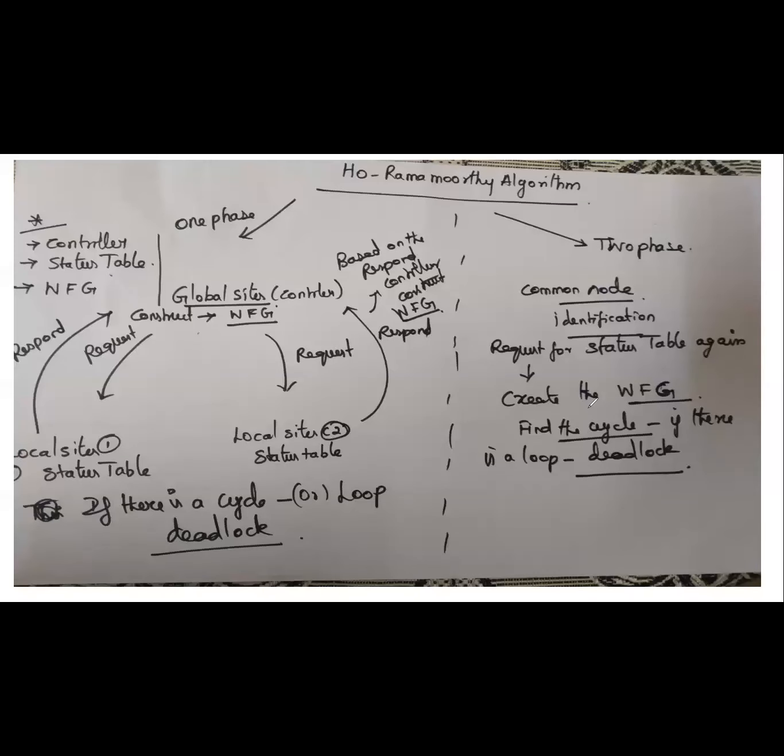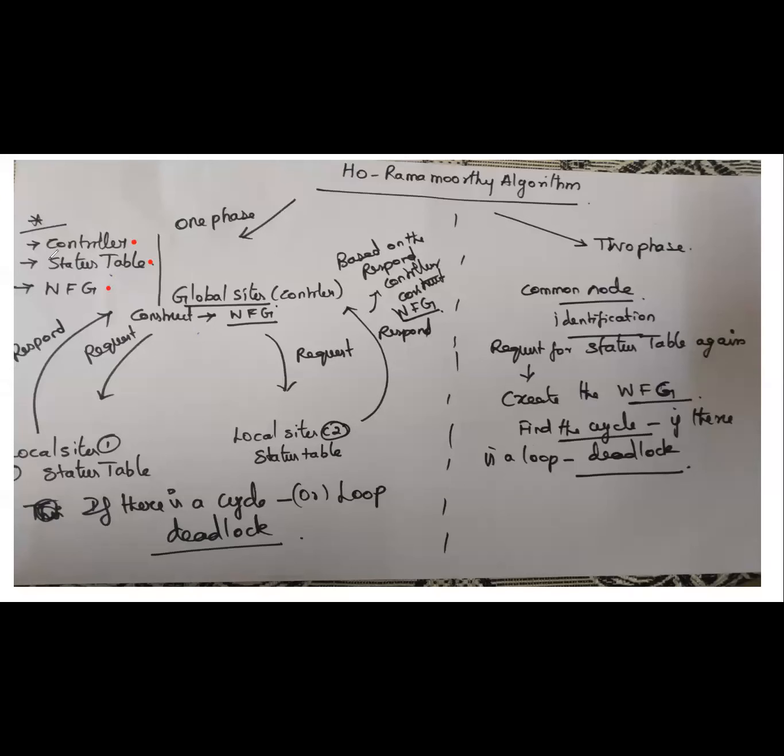Okay, so let me explain once again. When you come to the Ho-Ramamoorthy algorithm, there are two phases. Okay, phase one. Before going to phase one, we need to understand the important components. Number one, the controller or the global site. He is the one who is going to maintain a wait-for graph.